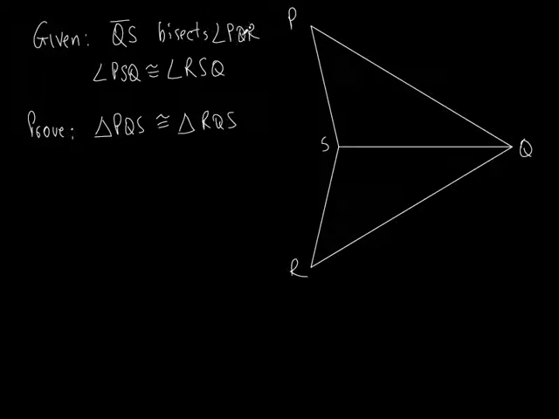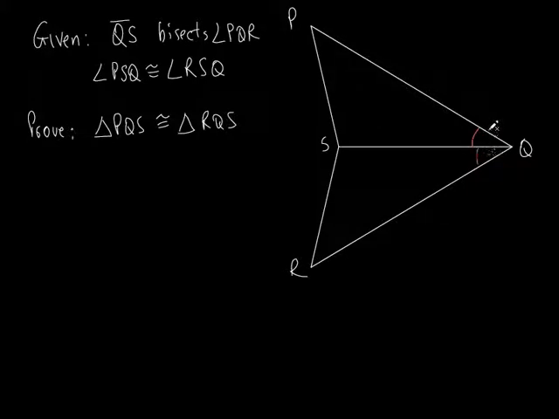QS bisects angle PQR. PQR, that's this big old angle right here. And it says QS, this one right here, bisects that angle. So if it bisects an angle, what does it do to that big angle? Divides it into two equal angles. Good. You could say it splits it in half. That's not necessarily wrong. But if you go by the definition of bisect, it divides it into two equal angles. So that angle and that angle right there would equal each other.